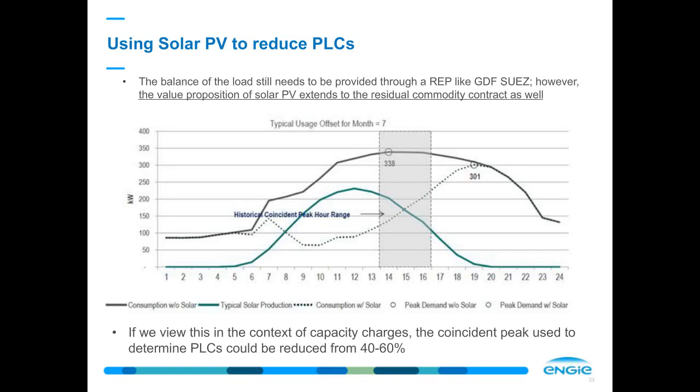And this just depicts what an average facility's load profile looks like, overlaid with solar production, and you can see where the coincident peak range takes place. And so you can see that in some cases you could actually drop your PLCs by 40 to 60%. And in addition to that, depending on the market, you combine that with battery storage, and now you're really having an impact on PLCs and the economic value of installed PVs.